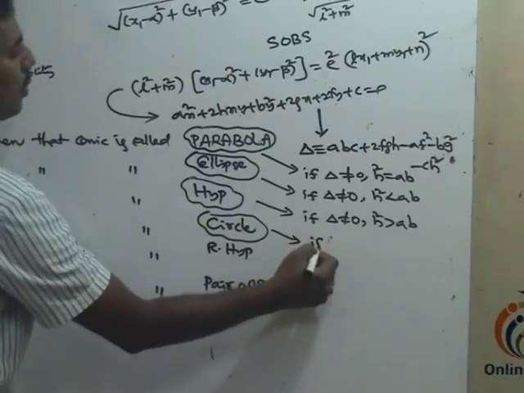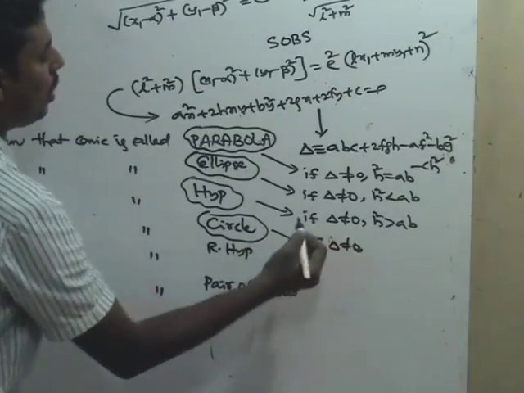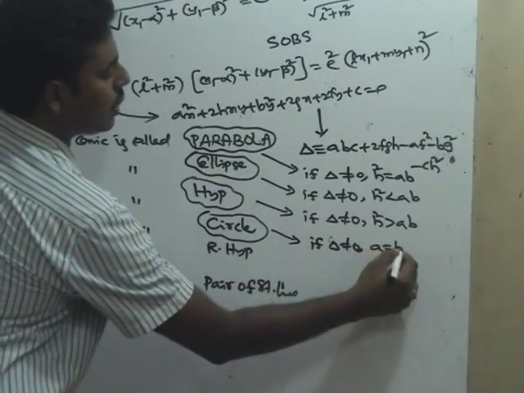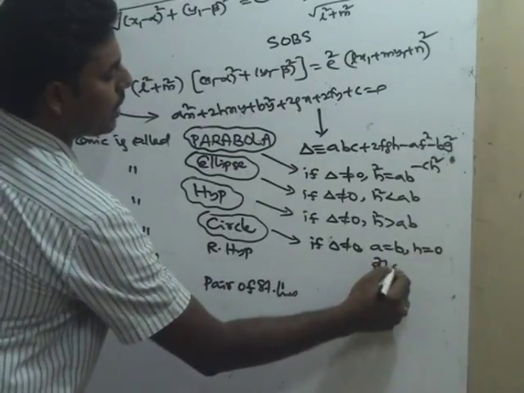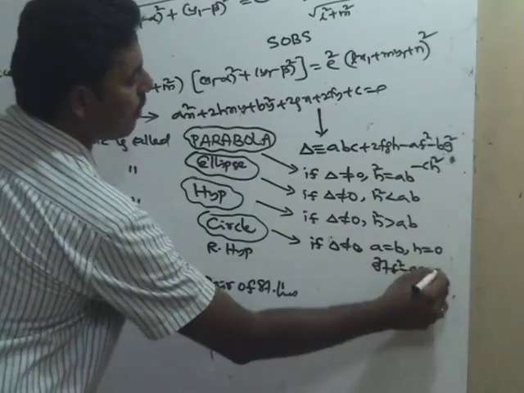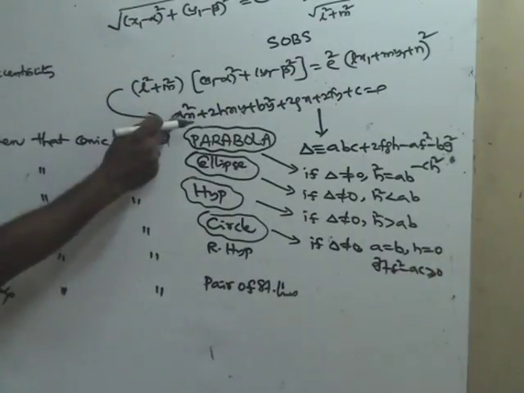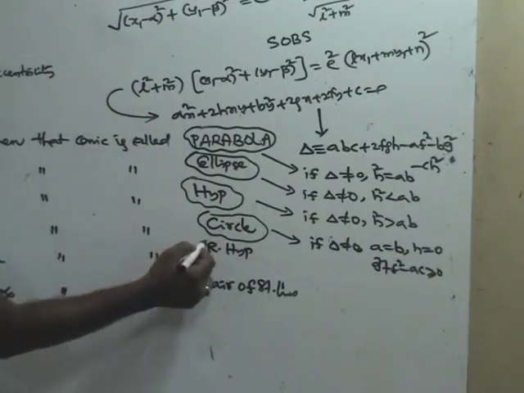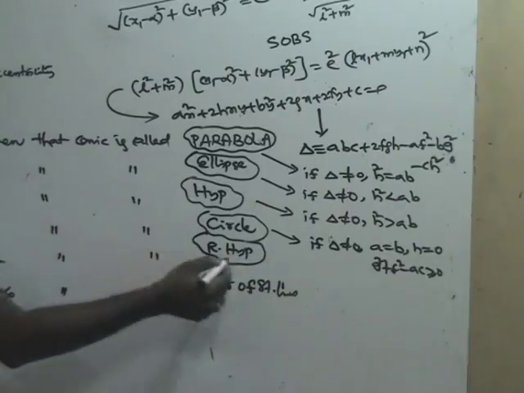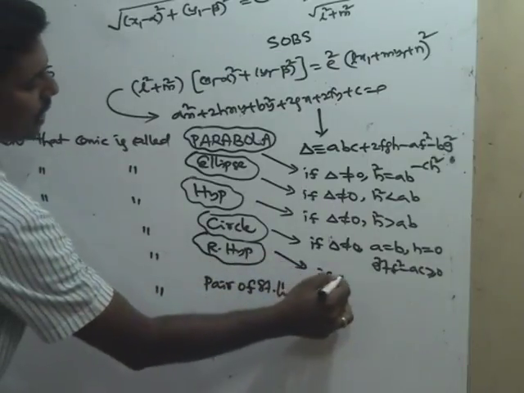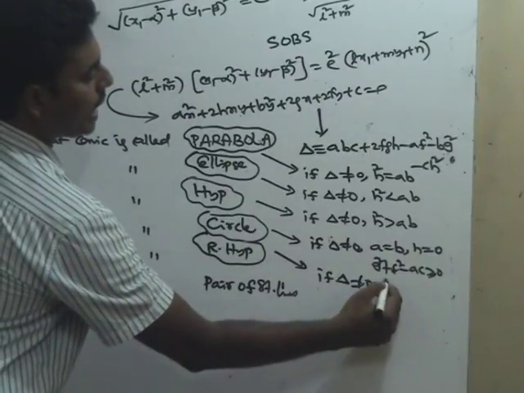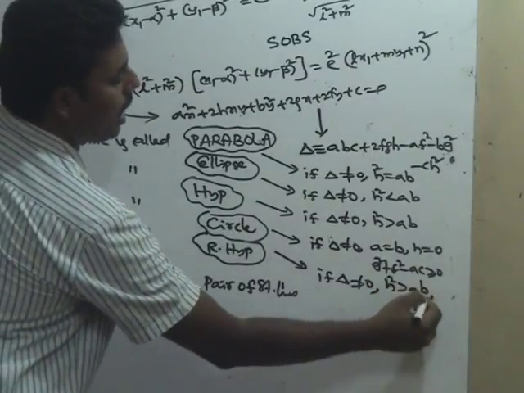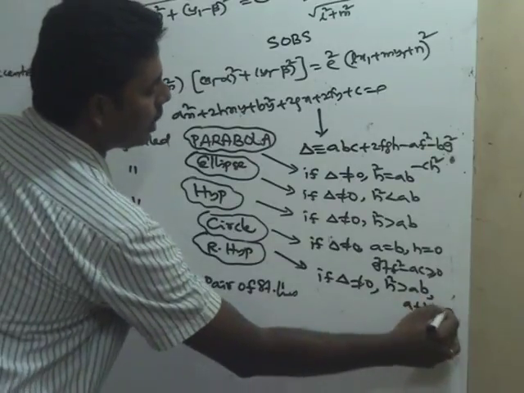That is, delta is not equal to 0 and a is equal to b and h is equal to 0 and g square plus f square minus ac is more than or equal to 0. Next, this equation represents a rectangular hyperbola if it satisfies this condition: delta is not equal to 0 and h square is more than ab and a plus b is equal to 0.